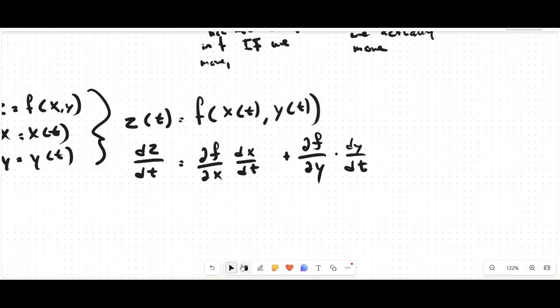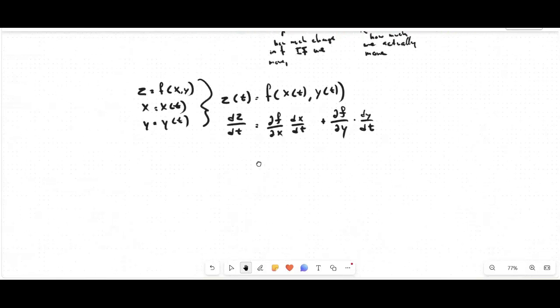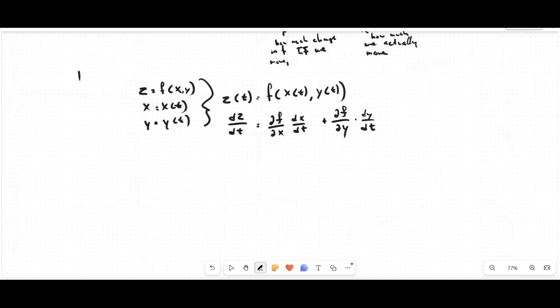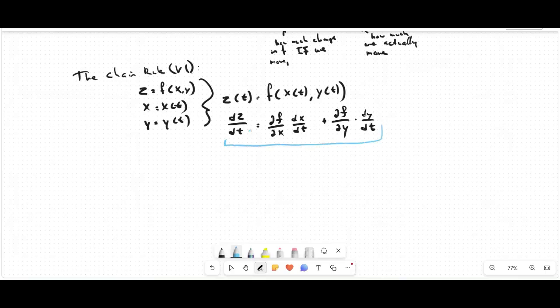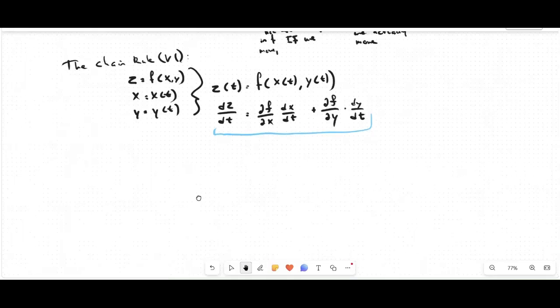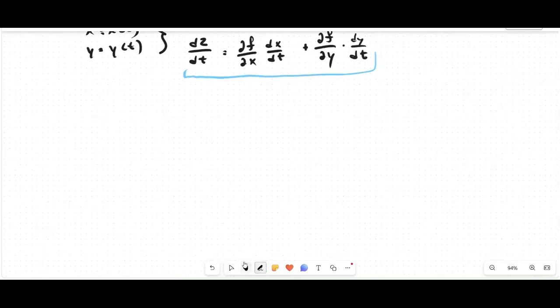So let's just write this. This is it right here. This is the chain rule. I'm going to say version 1. It's right here. A sketch of what's going on there to really hit the idea home before we do any examples.